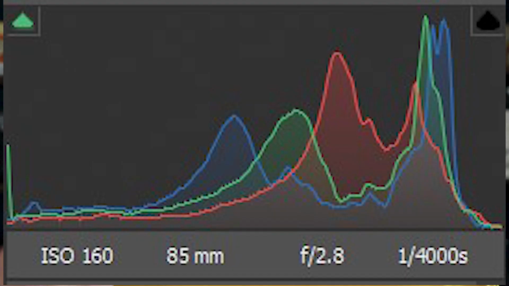Okay, so the next thing we're going to talk about is shutter speed. And shutter speed is having the shutter open and close at a certain speed.